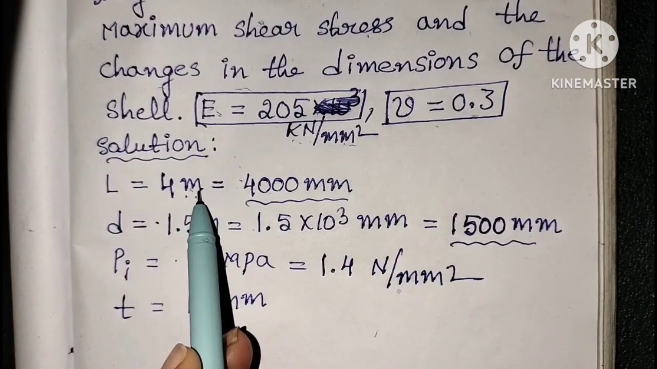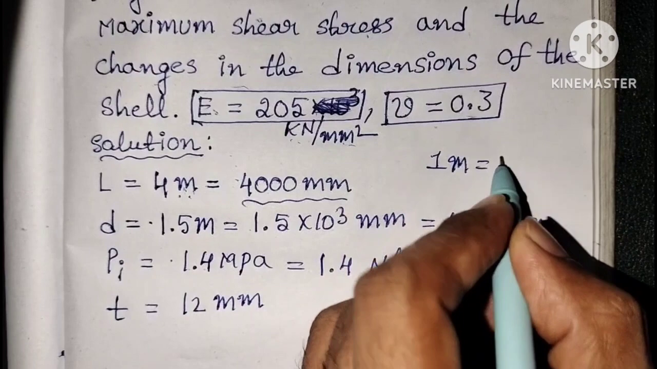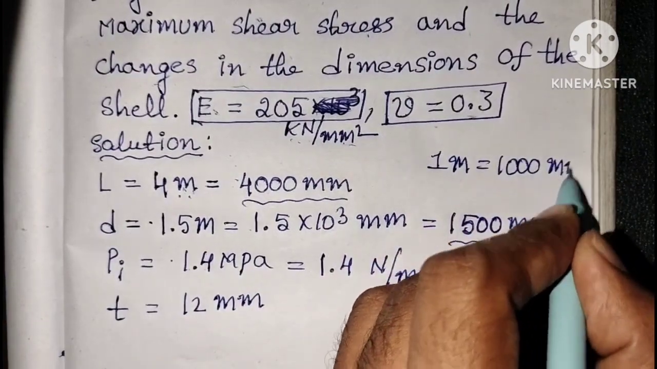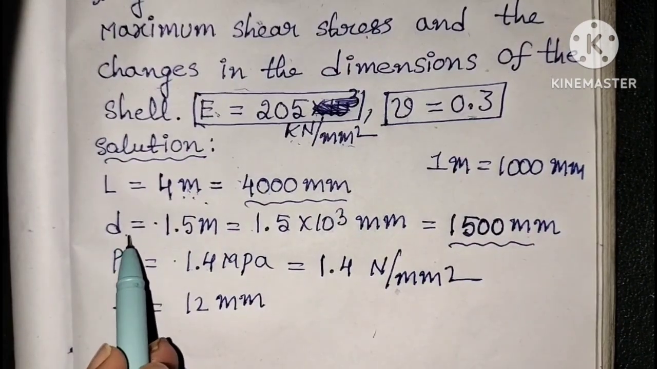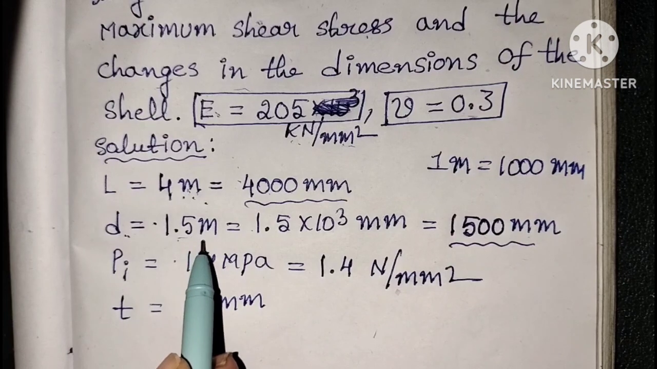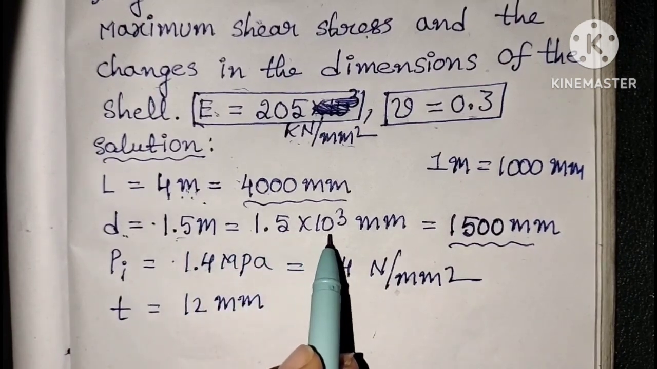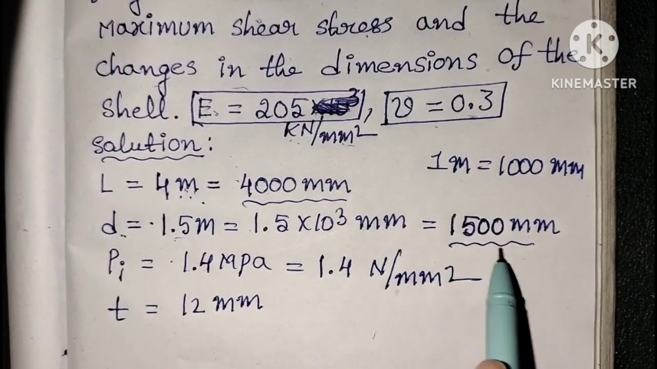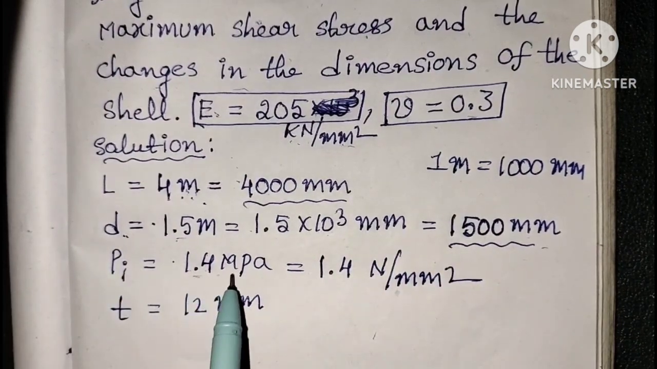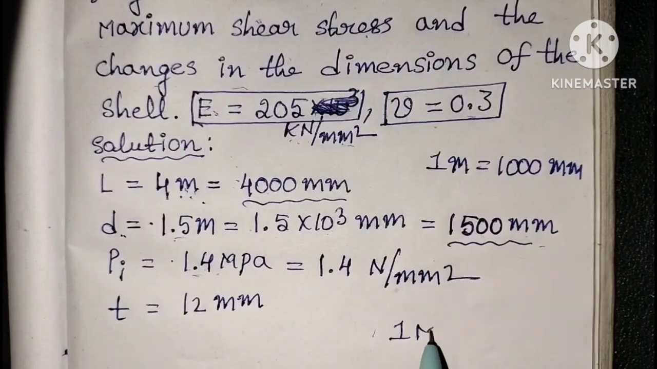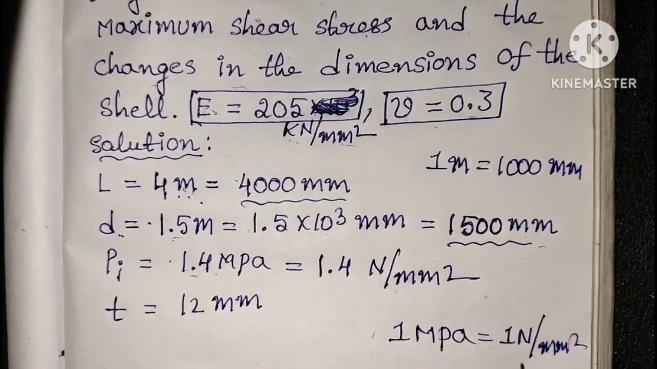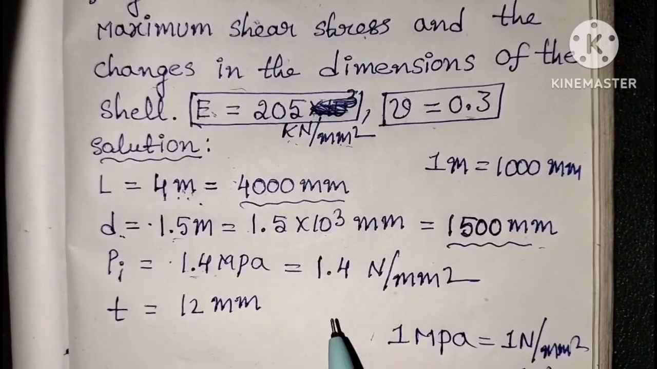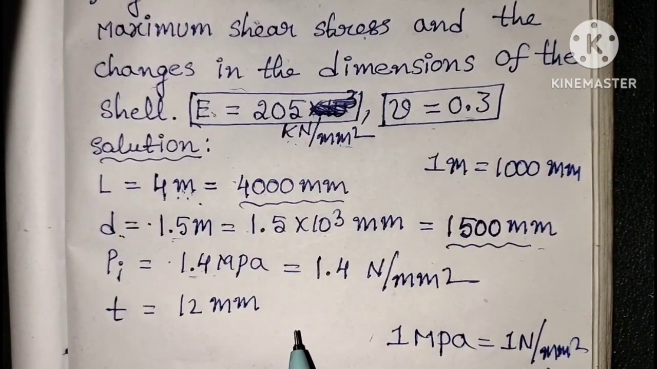Meters is given. We know that 1 meter is equal to 1000 millimeters. So 4 meters becomes 4000 millimeters. And internal diameter D is given as 1.5 meters. Let us convert meters into mm by multiplying with 10 cubed, then 1.5 into 10 cubed mm, 1500 mm. Internal pressure given is 1.4 megapascal, and remember 1 megapascal is equal to 1 newton per mm square, or 10 power 6 pascal. Pascal means newton per meter square.